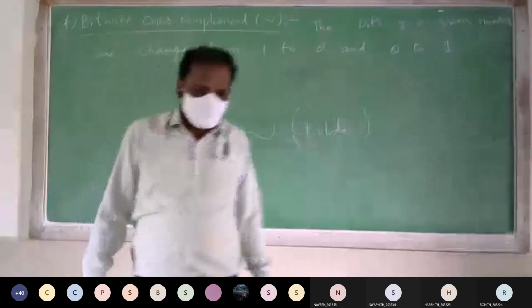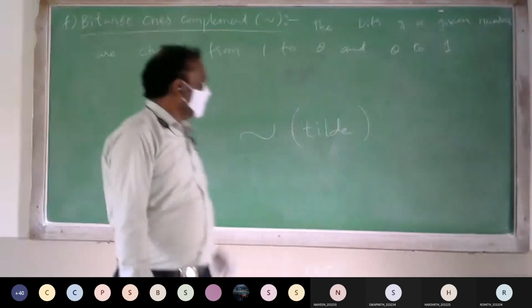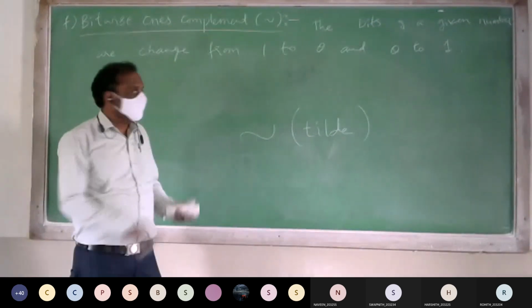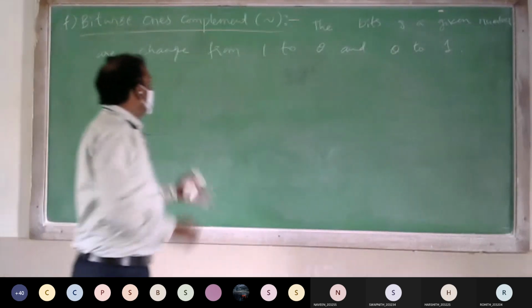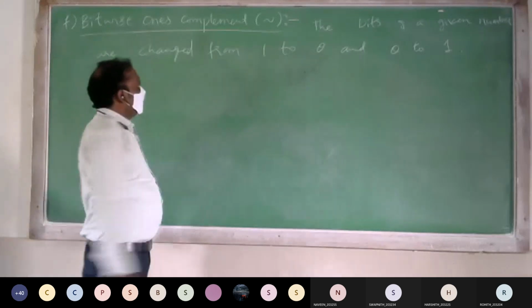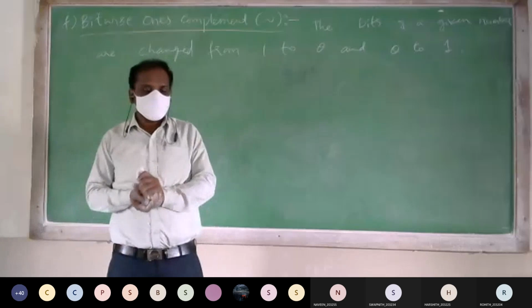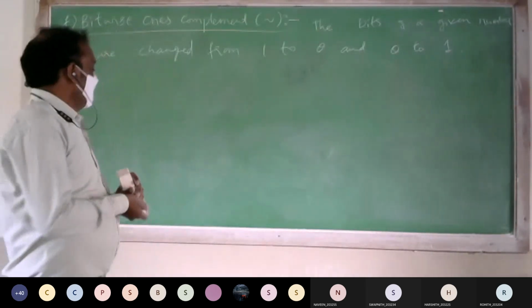Tilde, tilde. So this is present here, above the tab. One button is there. You have to press shift and that button. Tilde operator. Now, the bits of a given number are changed from ones to zeros and zeros to ones. That is nothing but 1's complement.